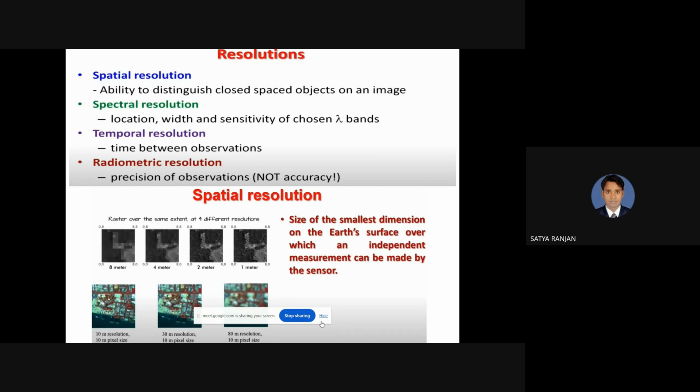These are some images with 10-meter, 30-meter, and 80-meter resolutions. So high spatial resolution data give more details as compared to low spatial resolution data.